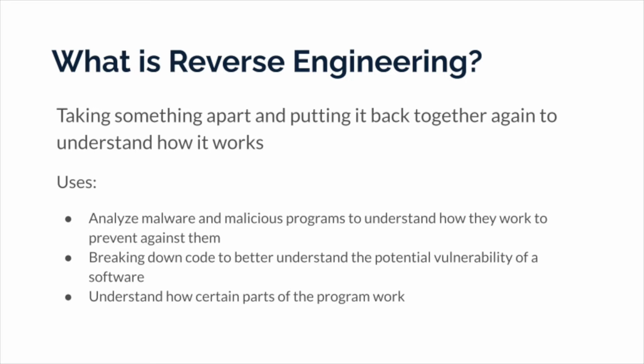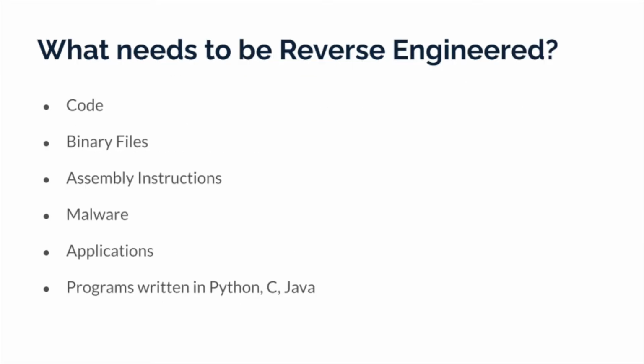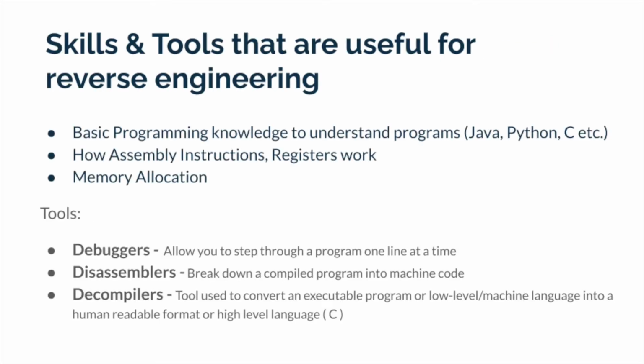So what exactly needs to be reverse engineered in CTF challenges? Well, you might be given some code, you might be given binary files, assembly instructions, malware, applications, programs written in Python, C, Java, any language really. So that's why it's really important to have some prerequisite skills for reverse engineering. And we're going to now talk about what skills and tools are useful for reverse engineering.